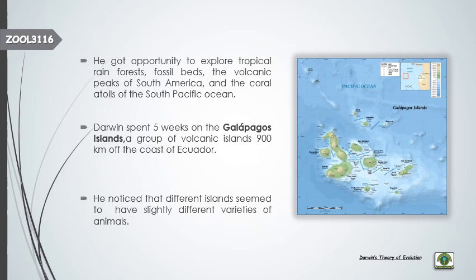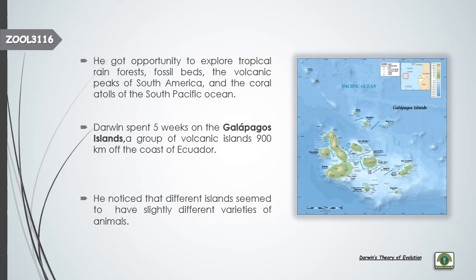What they do, cnidarians, they excrete calcium carbonate, and they build small rocks that are known as the reefs. So coral atolls are actually ring-shaped coral reefs. So he explored that, he got the opportunity to explore them all. But what was the most important part of his expedition? That was the visit to the Galapagos Islands.